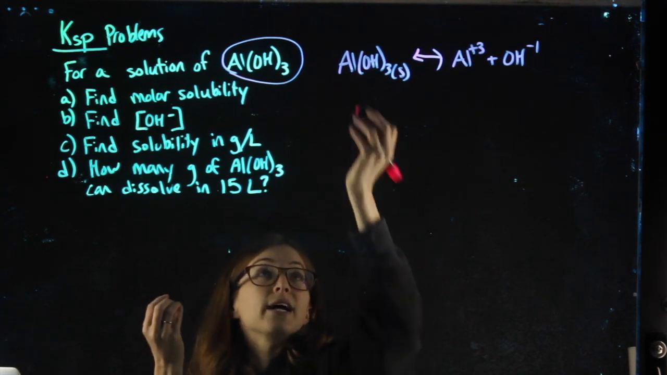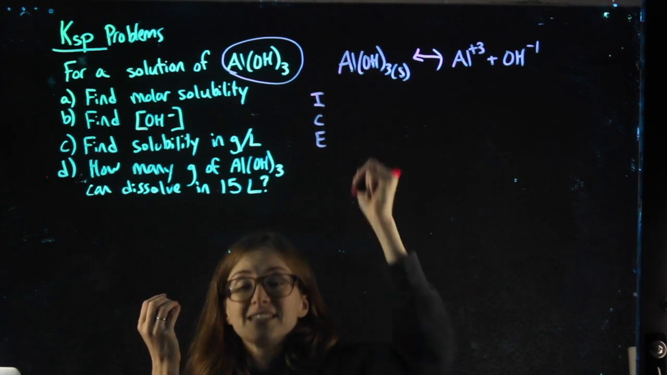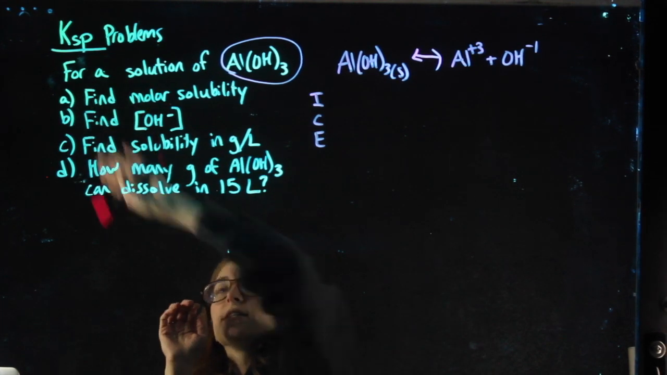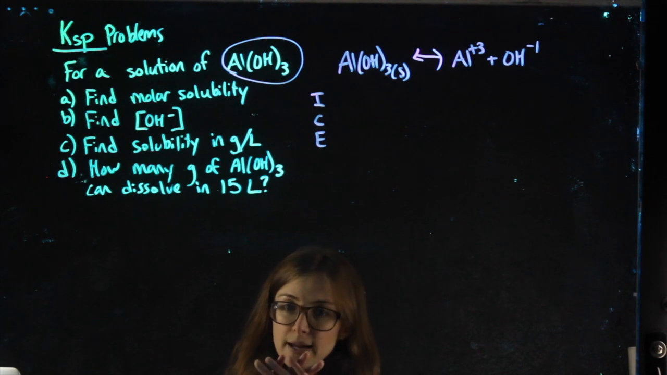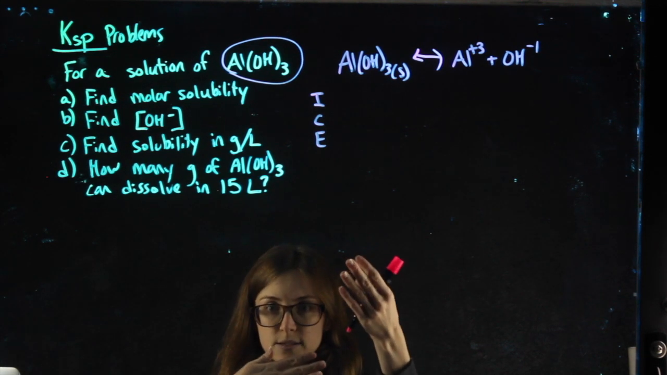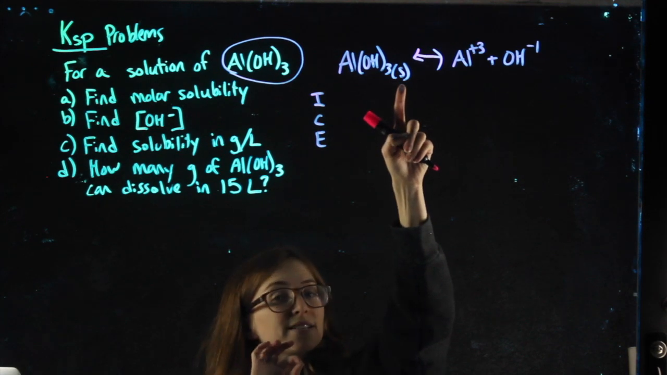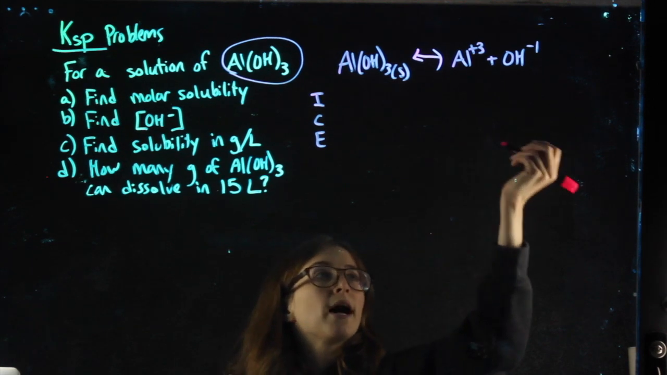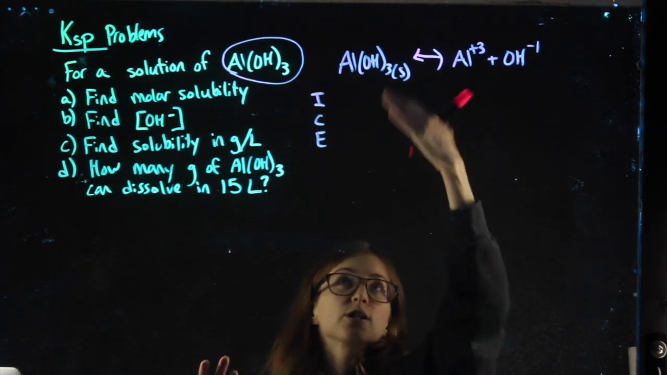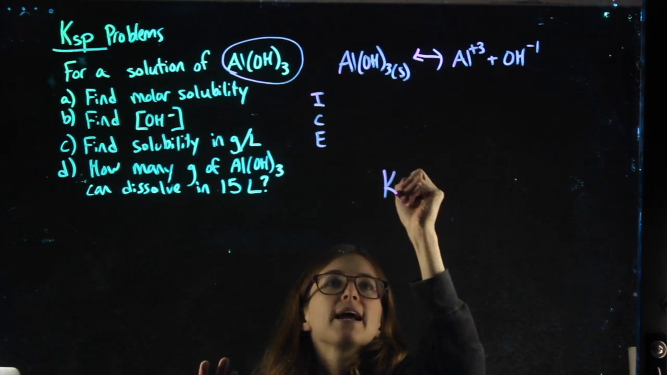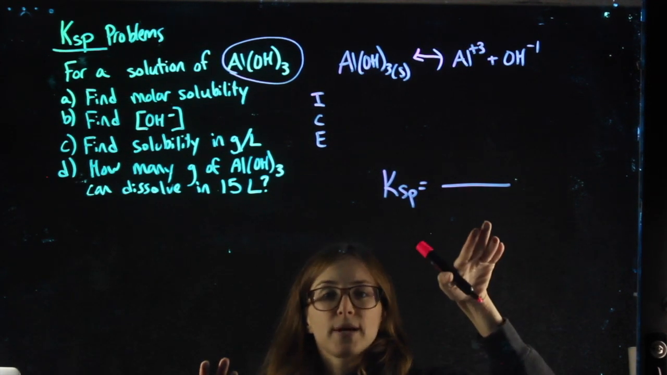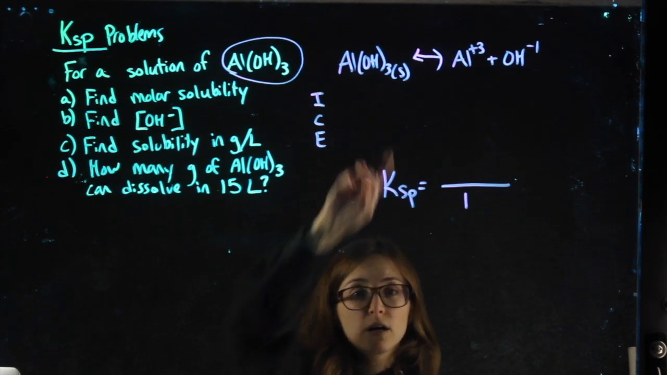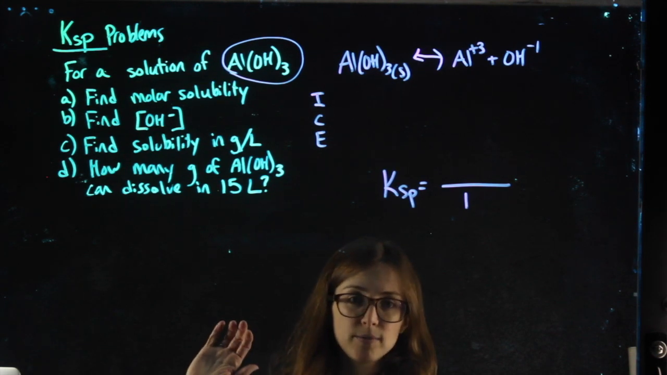The next thing I can always do is an ice chart. Now, these are going to be the easiest ice charts you've ever done because they follow a pattern. Ultimately, we know we're dealing with KSP. So we know we're going to be plugging into products over reactants. Our reactant is always a solid, and solids don't belong in KSP expressions. So actually, I'm going to pause on the ice chart. I can go write my KSP expression, my products over reactants. My reactant, a solid, isn't going to get plugged in, so I just put a 1 there. Always, every time for KSP problems.